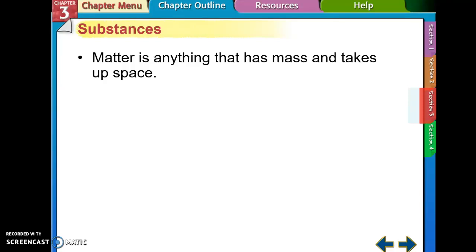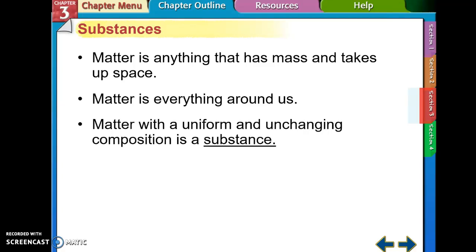Now, a pure substance is going to be made up of matter. Everything is made up of matter, but a substance is going to be made up of matter that has a uniform and unchanging composition. So what that means is that a substance is something like an element, which is gold. All you got in gold is gold. Okay? If it is a compound, which is another type of substance, that's like water.